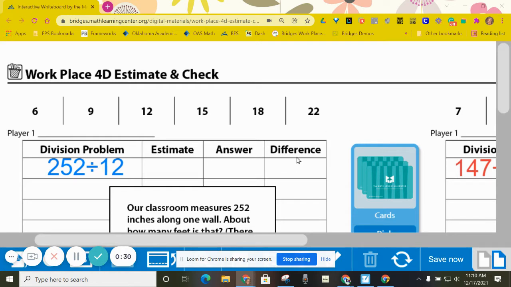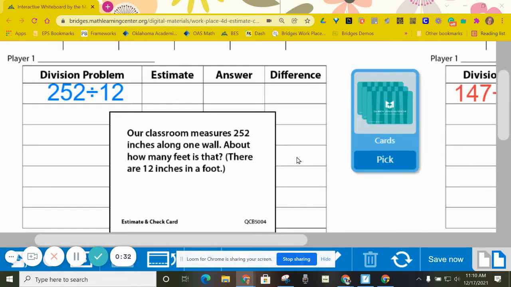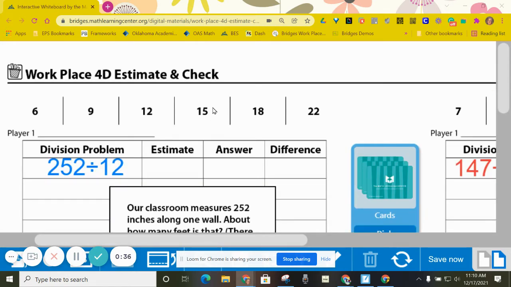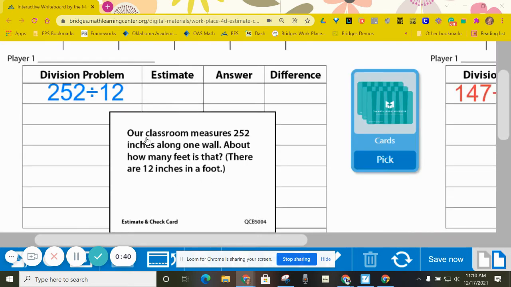So here I've got a game going, and my first player here drew this card, and I'm zoomed in on the sheet because it's just easier to read. So here is the first card. Our classroom measures 252 inches along one wall. About how many feet is that? And they're reminding us there are 12 inches in a foot.